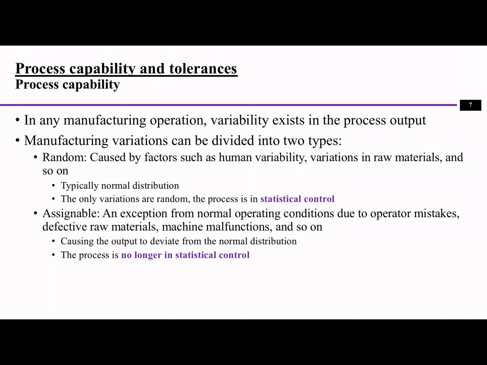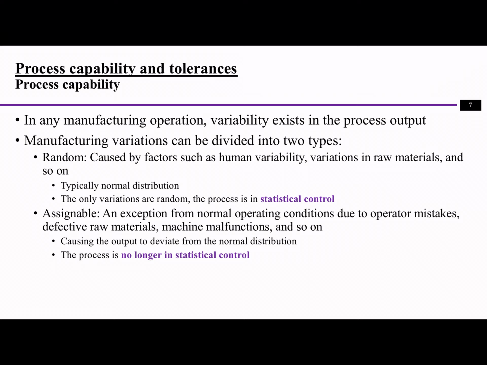One variation is random variation. It's like errors, right? Sometimes we have errors, but those errors are really random. It's acceptable because we cannot control those random errors or random defects, variations.